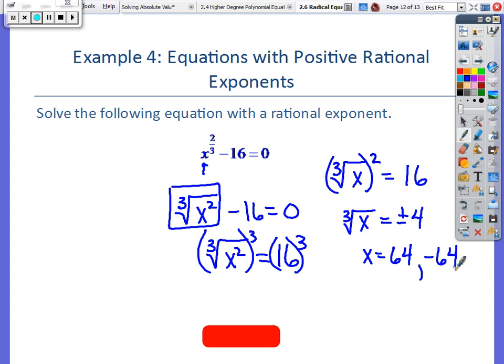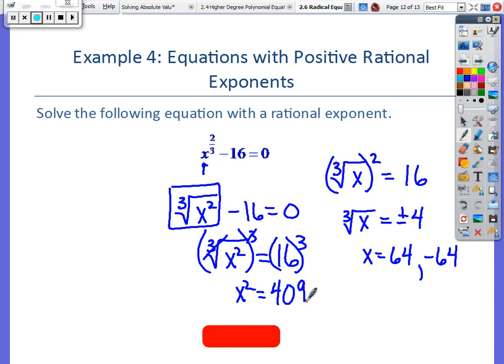Now, let's see if we get the same thing here. The cubes are going to undo each other. And then 16 cubes is going to be 16 times 16 times 16. Now, if you are going to multiply those three, grab a calculator. So here we go. 16 times 16 times 16. It'd be a lot easier than me trying to do it in my head.